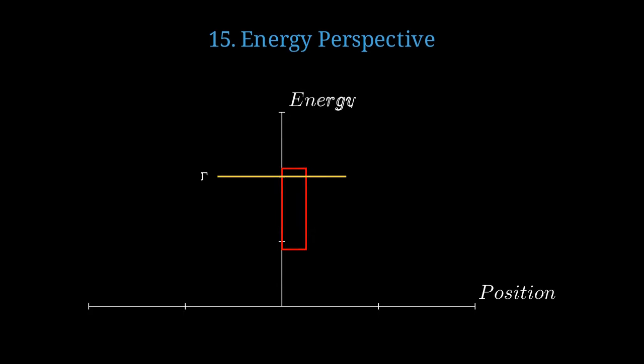From an energy diagram, we see the electron has less energy than the barrier height. Classically, this electron cannot exist inside the barrier region at all.